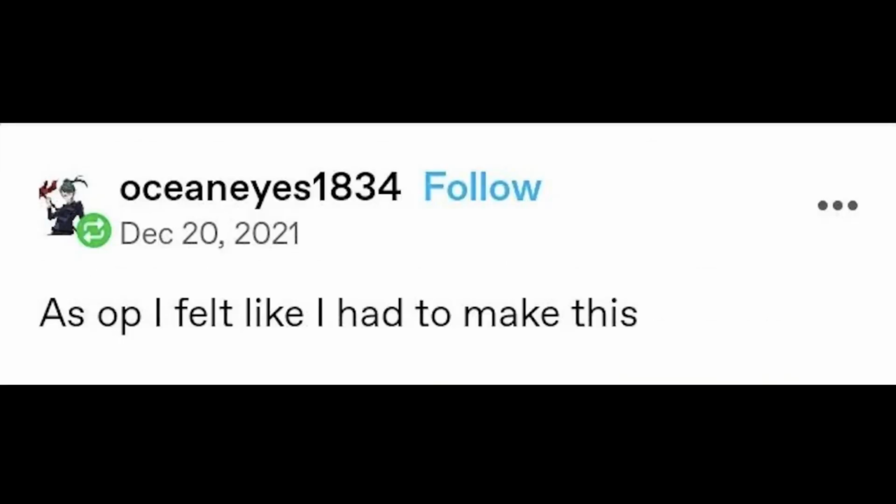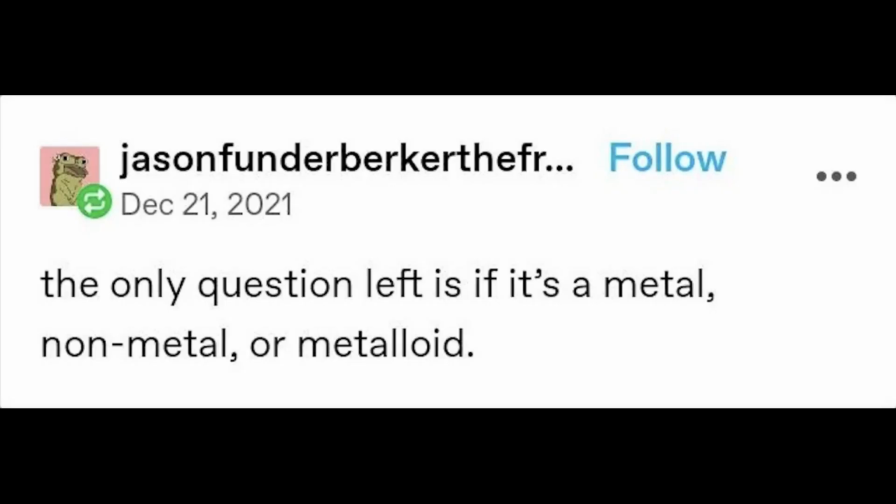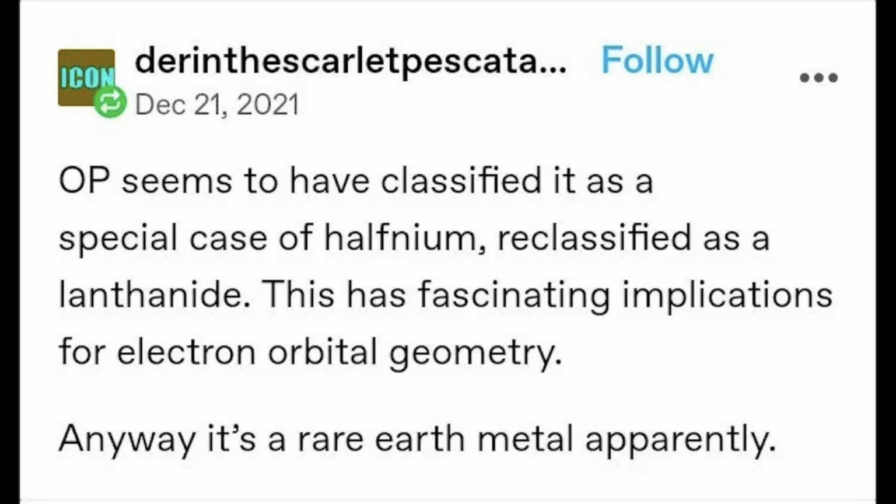As OP, I felt like I had to make this. Milk. The forbidden 119th element. The only question left is if it's a metal, non-metal, or metalloid. OP seems to have classified it as a special case of hafnium, reclassified as a lanthanide. This has fascinating implications for electron orbital geometry. Anyway, it's a rare earth metal, apparently.